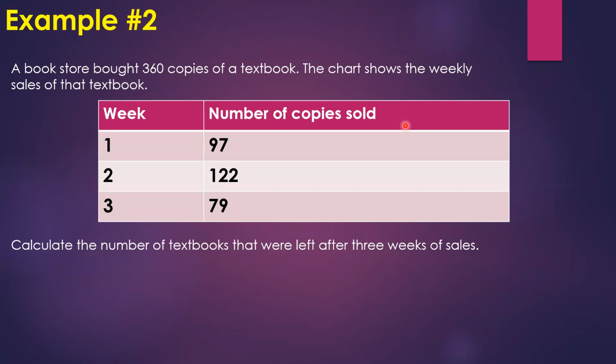Dion, can you read example two? Yes, sir. A bookstore bought 360 copies of a textbook. The chart shows weekly sales of that textbook. Calculate the number of textbooks that were left after three weeks of sales. You didn't read the table. Week one, 97. Week two, 122. Week three, 79. Very good.